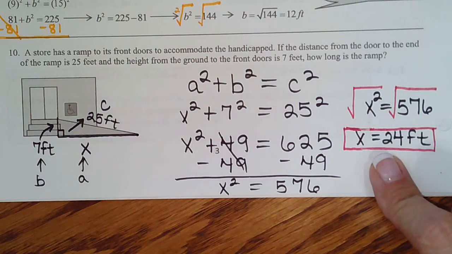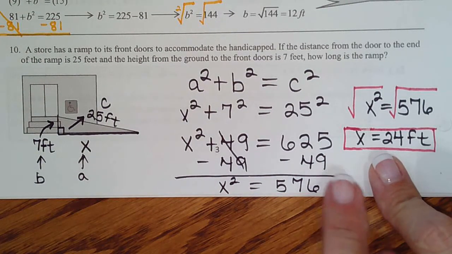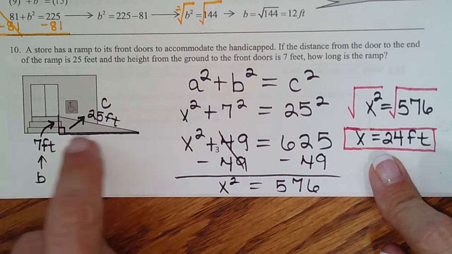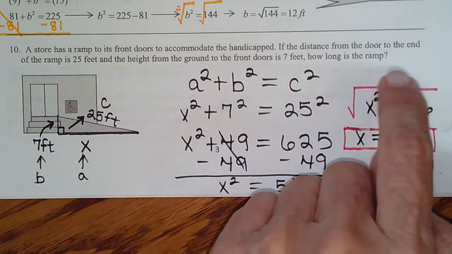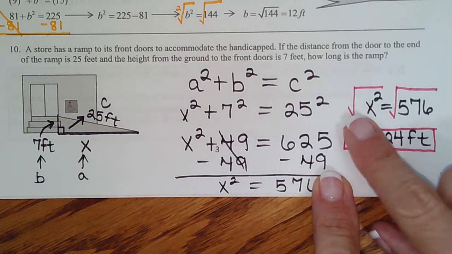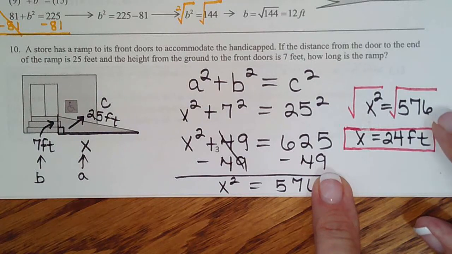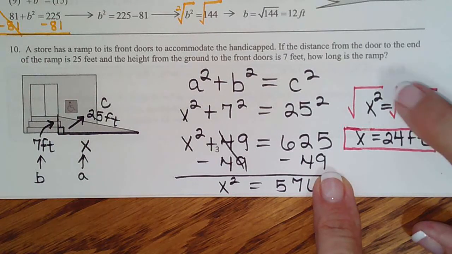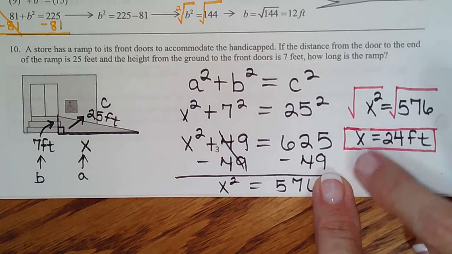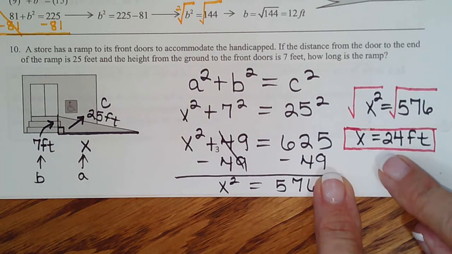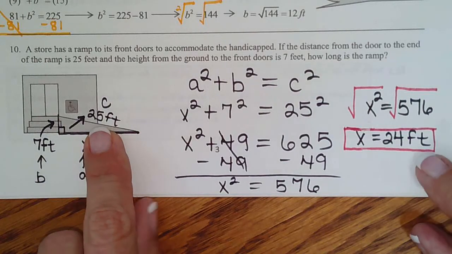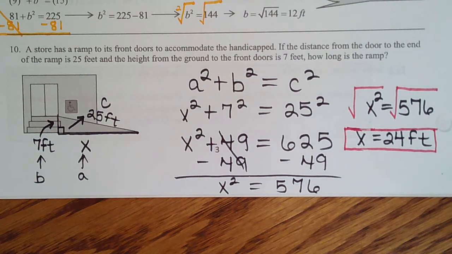I subtracted 49 from both sides and got x squared equals 576. But I need to know what x is, not x squared. So to undo the x squared, I do the opposite, which is square root. But if I square root the left side, I also need to square root the right side. So the square root of x squared, the 2's cancel, I get x. Square root of 576 is 24. And then we look at the units, feet.